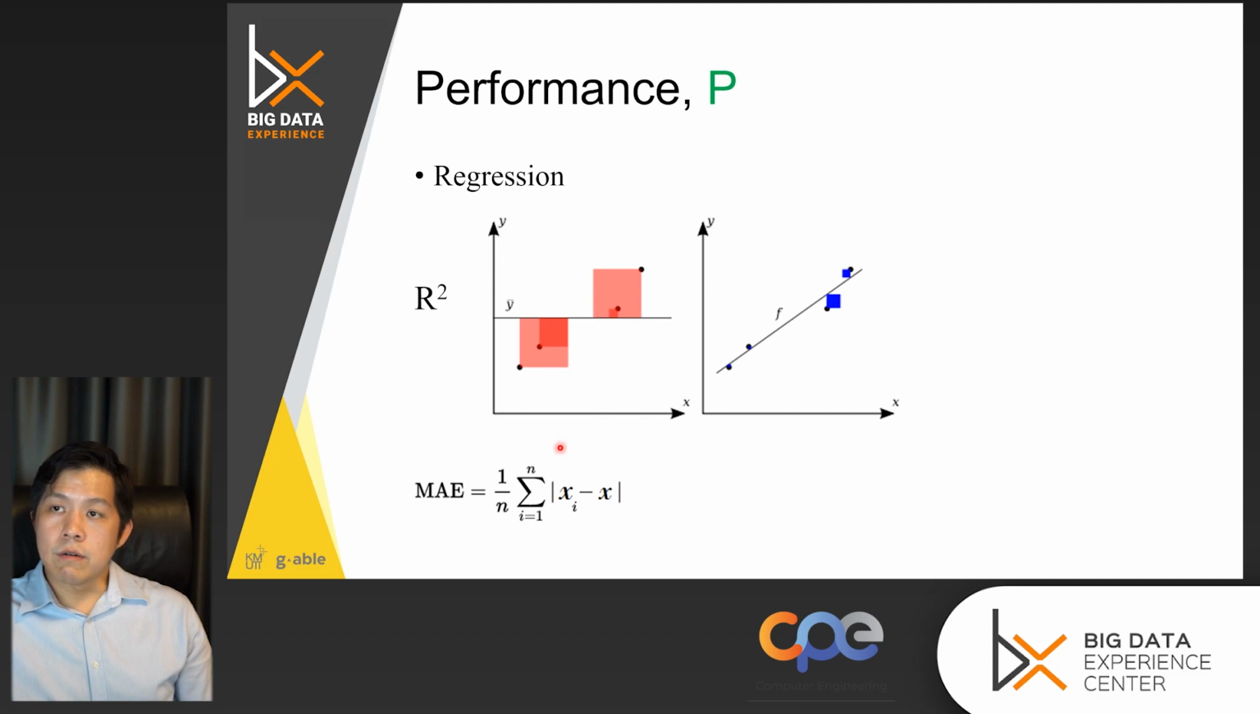Another way to measure the performance of regression is to measure the difference between values directly, like the mean absolute error, MAE. This comes from the absolute value of the difference between the prediction and the actual. So that's the MAE.